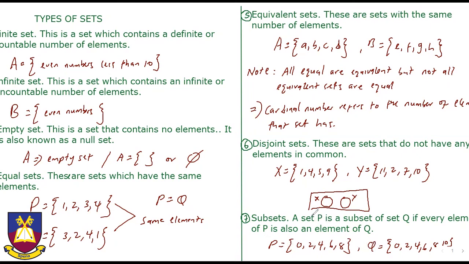And that brings us to a very interesting fact, which says that every set is a subset of itself, because every element in that set is also found in that set. So every set is a subset of itself. But in summary, if P is a subset of Q, then the implication is that every member in P is also a member in Q.